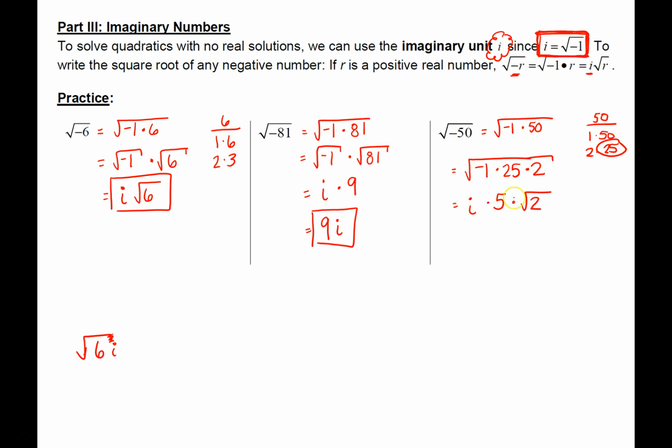Now, in terms of order here, I want my 5 in the front. Then I'm going to have my not a variable, but like a variable, i, and then my radical is going to come at the end. And that order will be the order that you always use. It will always be the whole number, then the imaginary number, and then the radical. So 5i square root of 2. And this is the same as saying 5 times i times the square root of 2.